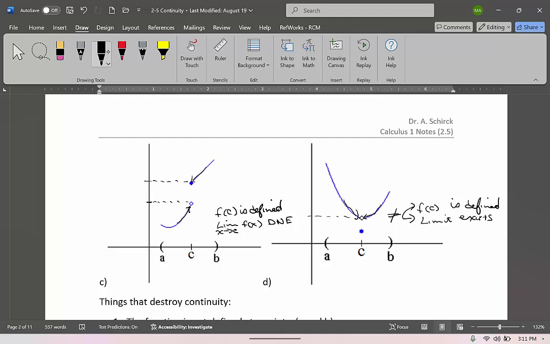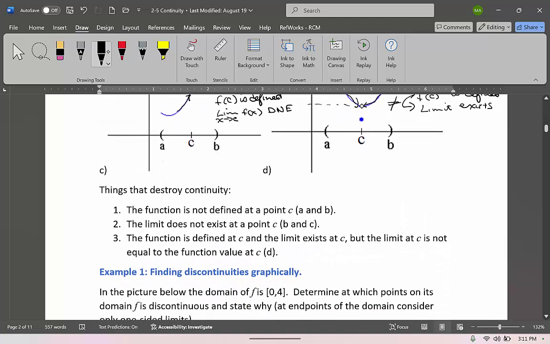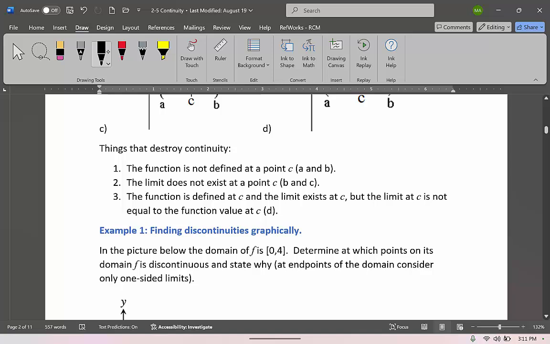So basically these four examples give us things that destroy continuity. Okay, so the function is not defined at a point C, so we saw that in examples A and B. The limit does not exist at a point C, we saw that in examples B and C. And then the function is defined and the limit exists, but the limit is not equal to the function value at C, and that's what we saw happen at D. So basically these are the three things that will destroy continuity in terms of limits in the function.